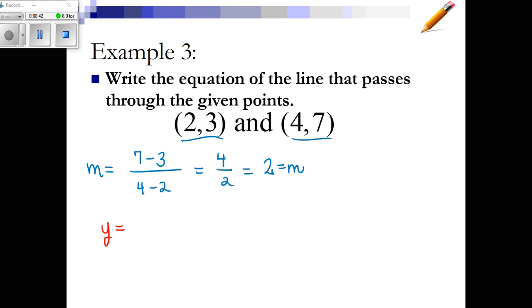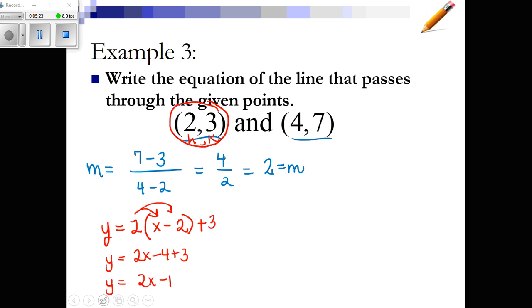Y equals, and I'm going to use translated form because I have a random point. I don't have a y-intercept. So then I'm going to have slope, which is 2, x minus my random point h value. I'm going to go ahead and use this one. I'm going to say the 2 is the h and the 3 is the k, so -2, and then my k is plus 3. Okay, now if I said I wanted that in slope-intercept form, we would go ahead and multiply it out. Get 2x minus 4 plus 3 would be 2x minus 1.